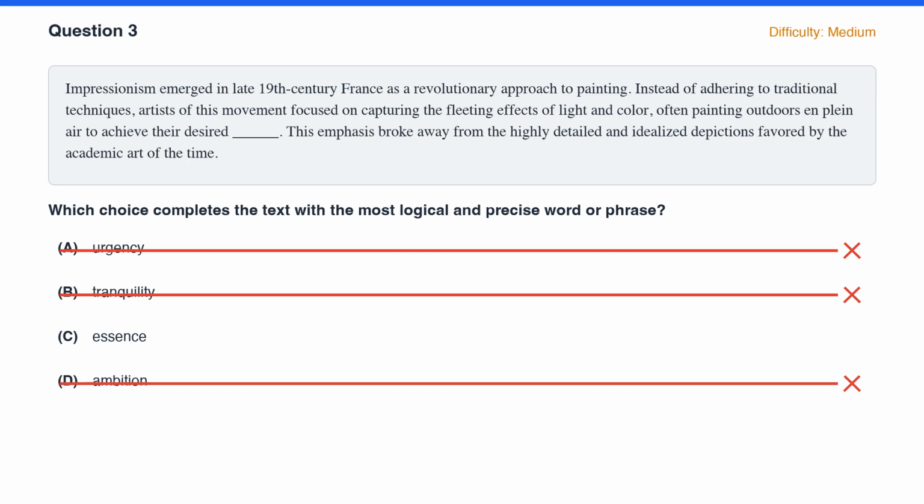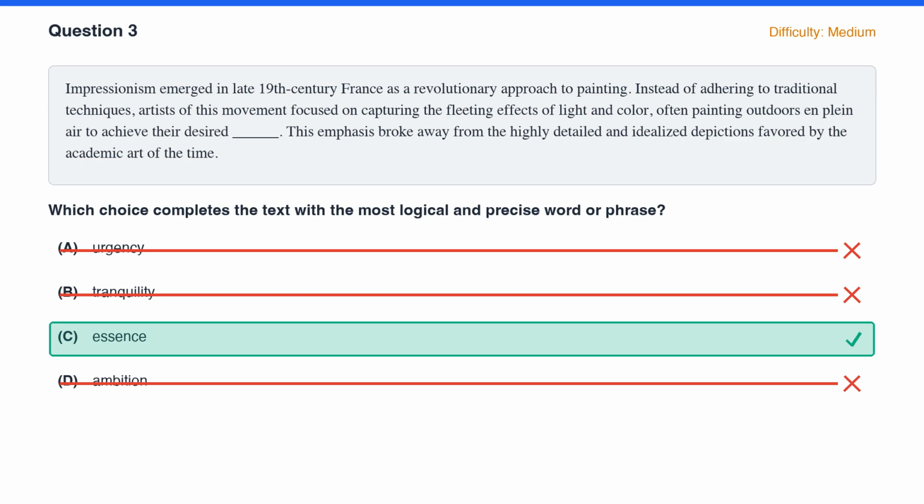The choice is true about the topic, but not about this sentence. Cross it. Choice C, essence. Exact match. Essence means the core nature of something. They wanted to capture the essence of light. Answer C. The same topic distractor is the most dangerous trap on this question type. If you skip step 1 and look at the choices first, tranquility pulls you in because Impressionism is famously tranquil. Step 1, covering the choices, protects you from that pull.